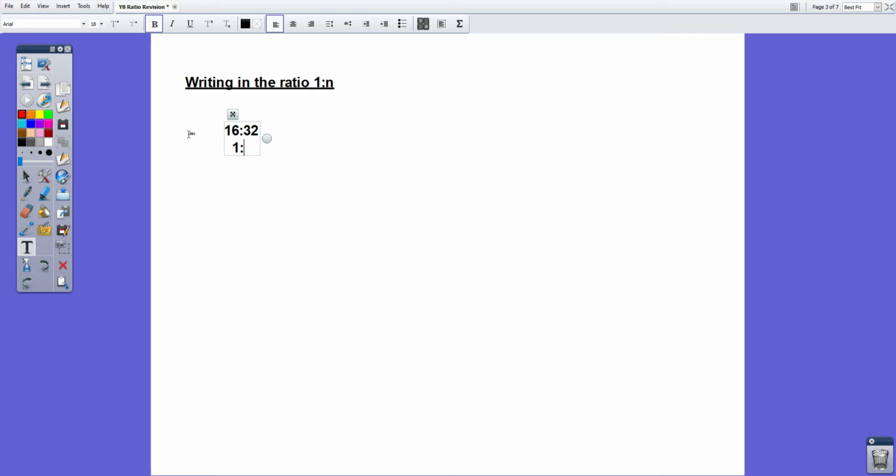What you do to the left, you've got to do to the right. So you've got to divide 32 by 16. How many 16s go into 32? 16, 32, 2 16s go into 32. So our answer is 1 to 2. The first number has to be 1. And again, since that is our answer, we can underline our answer.